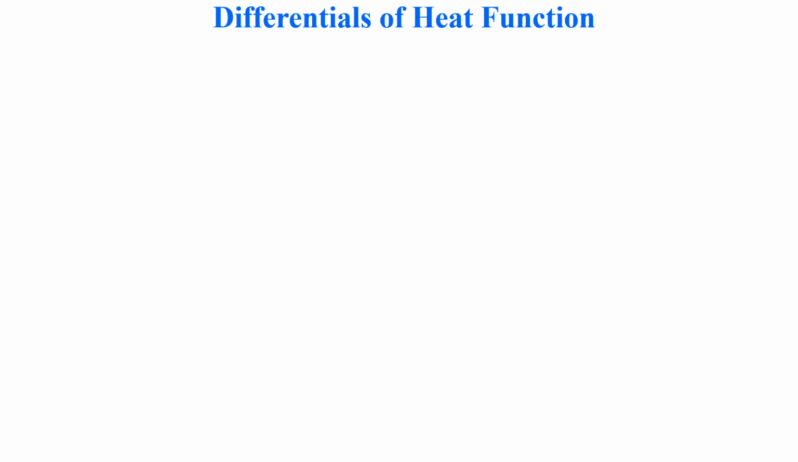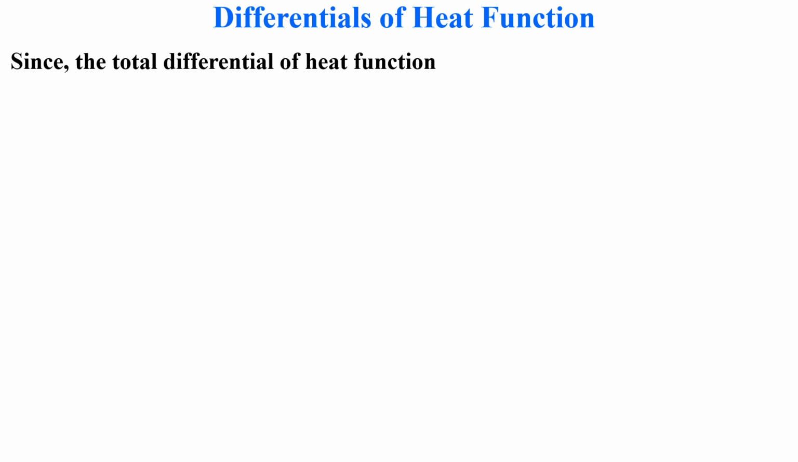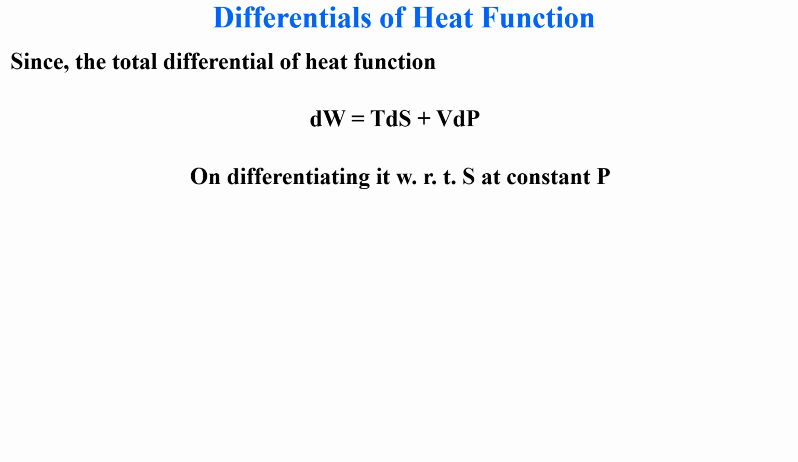Next is differentials of heat function. Since the total differential of heat function we have derived, dW is equal to TdS plus VdP. You can remember it also. Now, on differentiating it with respect to S by keeping pressure constant, we will get curly W upon curly S at constant pressure is equal to temperature, because at constant pressure this term will become 0.